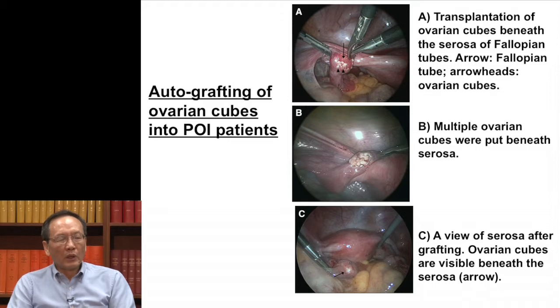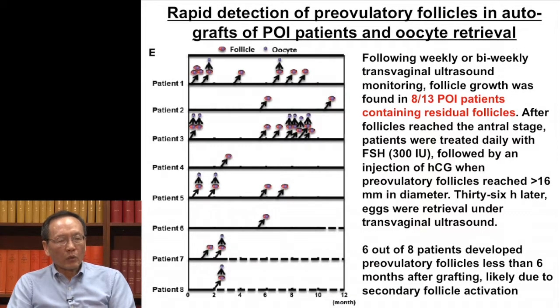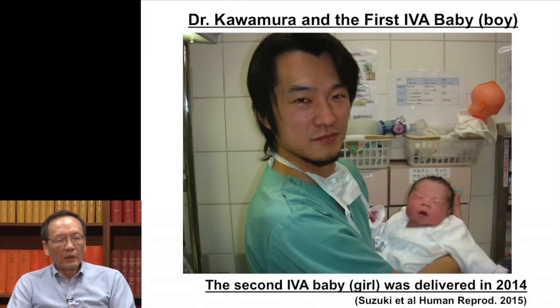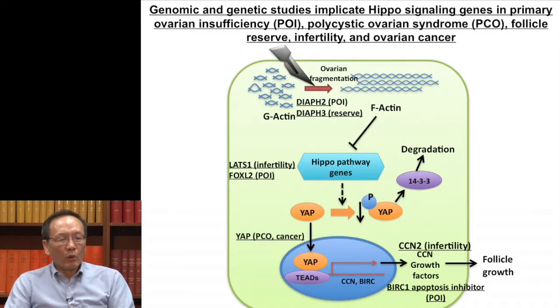This slide shows the important steps of autografting. That is, after cutting and drug treatment, they were put back into a pouch made in the oviduct by Dr. Kawamura. And this summarizes a group of 8 patients, and you can see a lot of follicle growth in this patient. And this is a picture of the first IVA baby, and the second baby was also born last year. So this whole approach not only allowed the treatment of infertile patients, it also allows us to understand the mechanism.